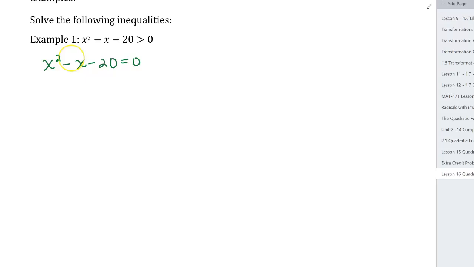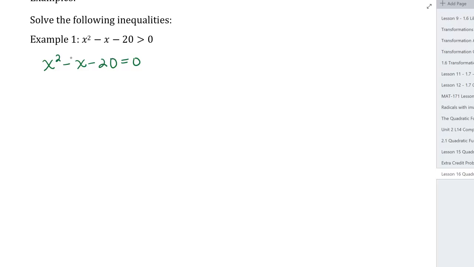I know that because I'm looking for two numbers that will multiply to give me negative 20 and add to give me negative 1. So if I think about that, I've got 1 and 20. Well, that's not going to give you 1. I've got 2 and 10, but 10 minus 2 is 8. 4 and 5, aha, because 5 minus 4 is 1.